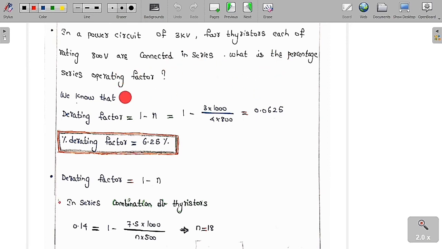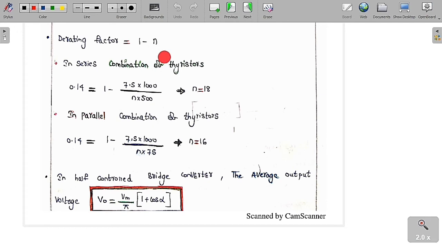The derating factor is 1 minus string efficiency. So 1 minus string efficiency means overall voltage, which is 3000, divided by the number of series connected thyristors, which is 4, into the voltage rating of each thyristor, 800. If you solve this, we are going to get 0.0625. But if we want the percentage, it is 6.25, which is called the operating factor, or also the derating factor. So series operating factor is also called the derating factor. So derating factor is equal to 1 minus string efficiency.